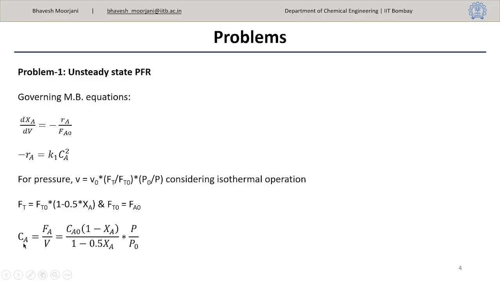Now once we know the Ca, we can put it into the PFR equation, right? So we can find the rate Ra is equal to K Ca square. Then we can know what will be the next conversion with change in the volume of your reactor, right?